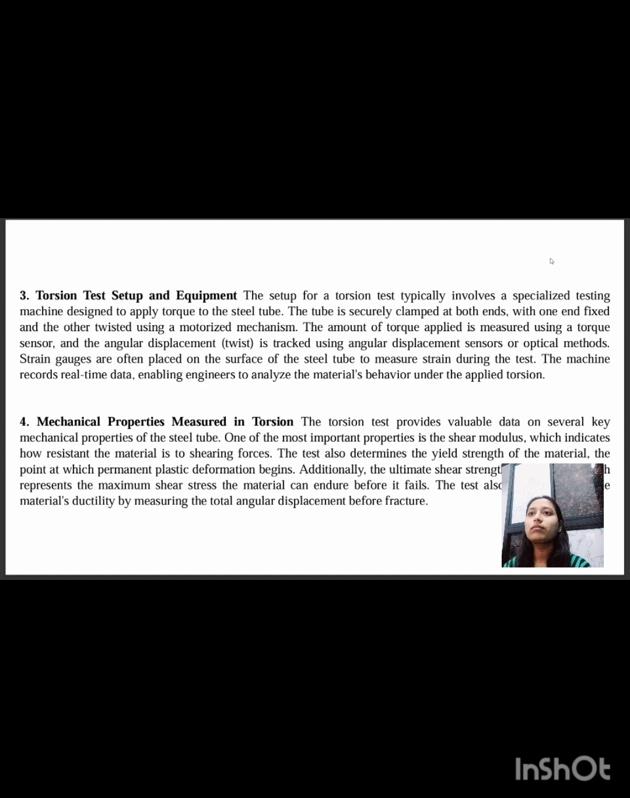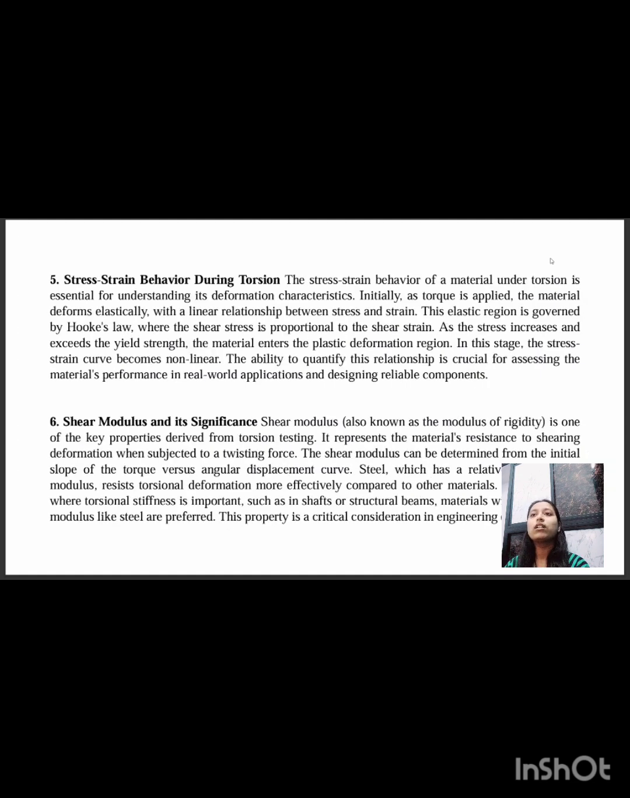Next, shear strain behavior during torsion. The stress strain behavior of material under torsion is essential for understanding its deformation characteristics. Essentially, as torque is applied, the material deforms elastically with a linear relationship between shear stress and strain.